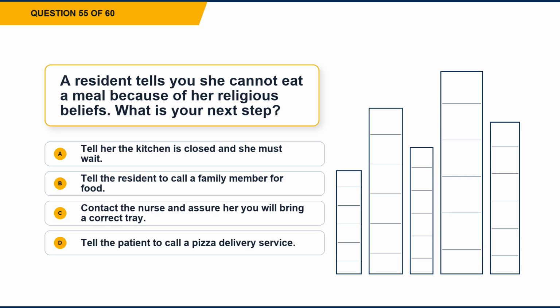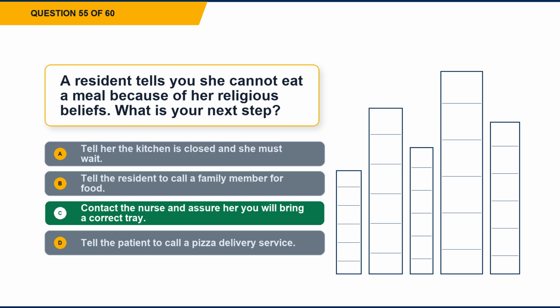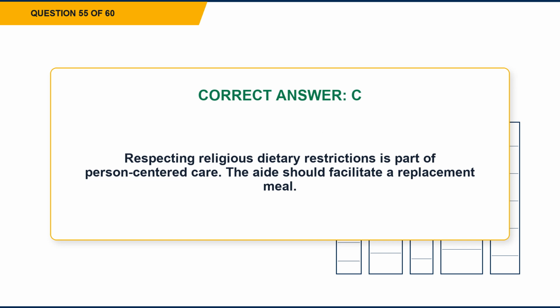Question 55. A resident tells you she cannot eat a meal because of her religious beliefs. What is your next step? Option A. Tell her the kitchen is closed and she must wait. Option B. Tell the resident to call a family member for food. Option C. Contact the nurse and assure her you will bring a correct tray. Option D. Tell the patient to call a pizza delivery service. The correct answer is option C. Contact the nurse and assure her you will bring a correct tray. Explanation. Respecting religious dietary restrictions is part of person-centered care. The aide should facilitate a replacement meal.